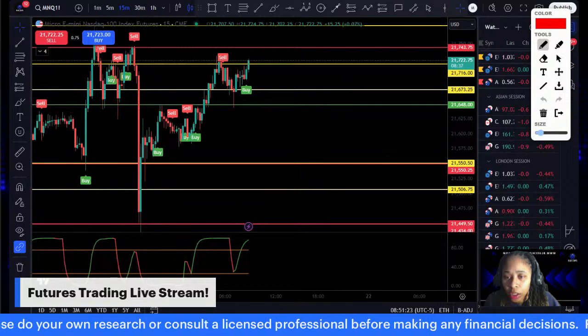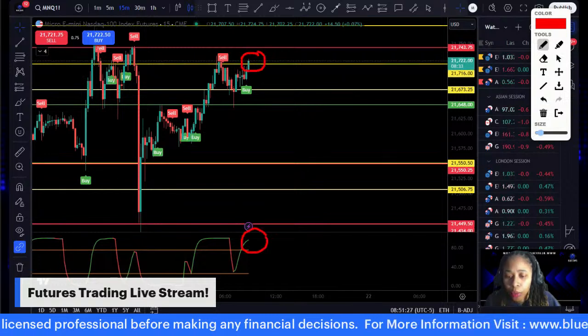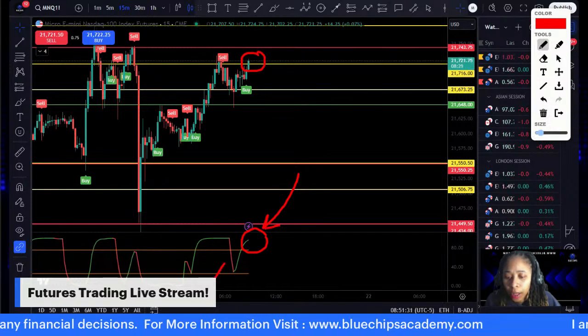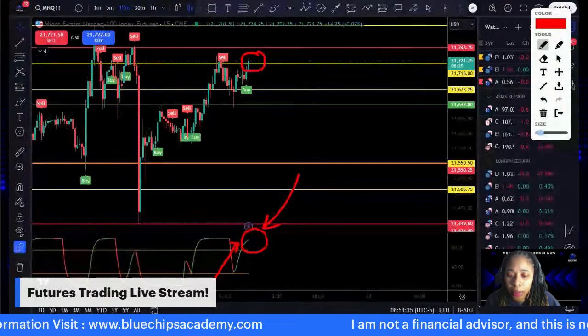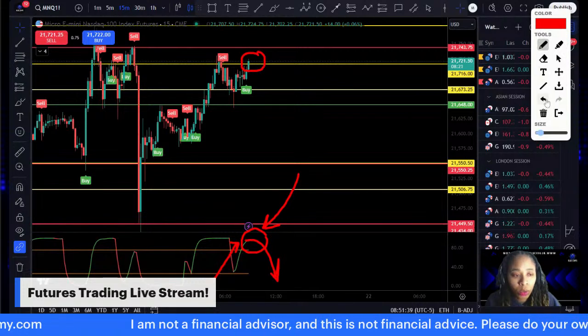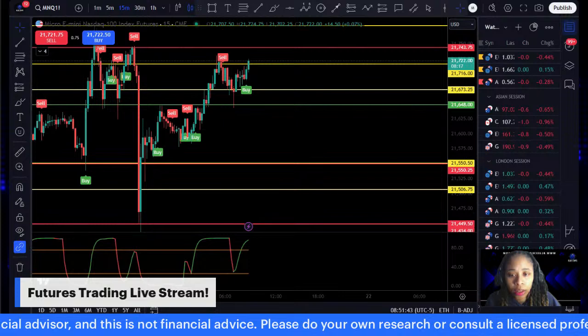On the 15-minute chart, if we look at the STC, we're overbought, meaning that there were a significant amount of buys that got us to this point. Now, there's a chance that price can potentially be trying to correct itself. Since we're overbought, are we looking for buys or sells, guys?